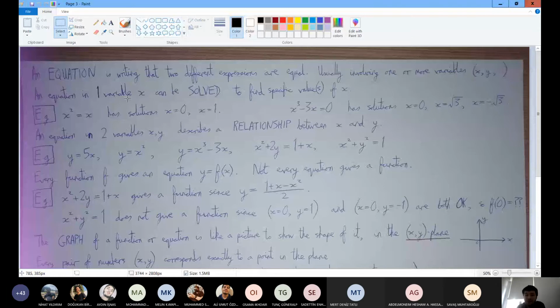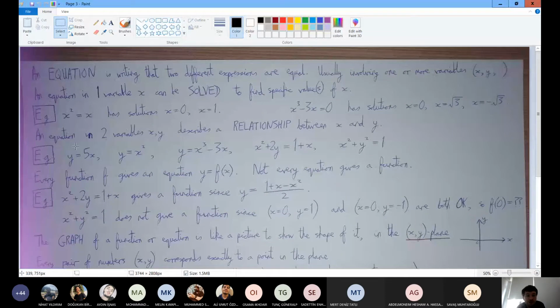x cubed minus 3x equals 0. That's another equation. You've got two different expressions on the left and right of the equal sign. So it's an equation. Again, it can be solved. There's three possible values of x: x equals 0, x equals root 3, x equals minus root 3. Those three numbers make this equation true, and no other numbers can work. So these are the only solutions.